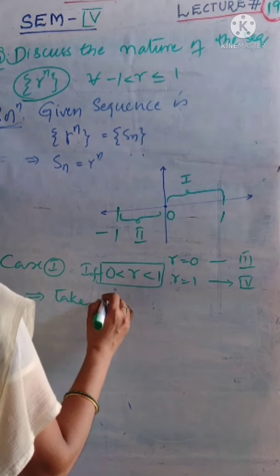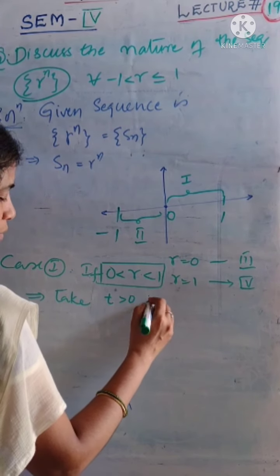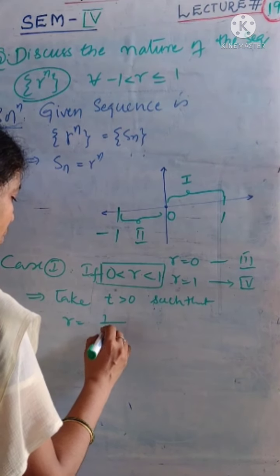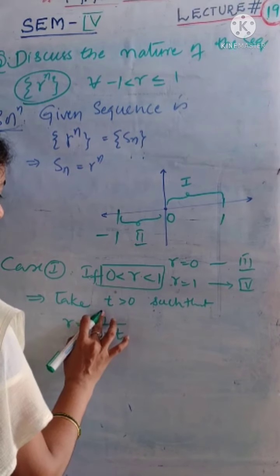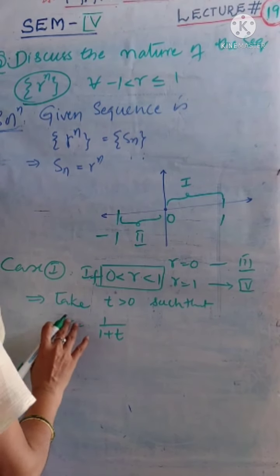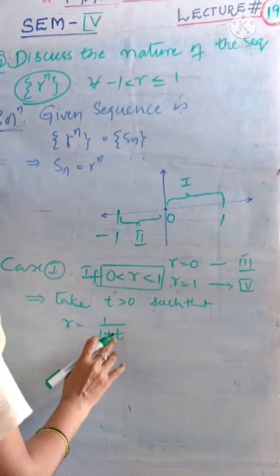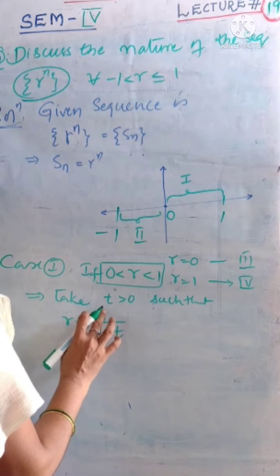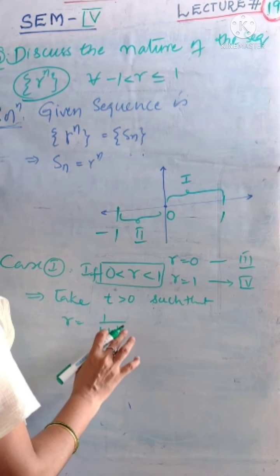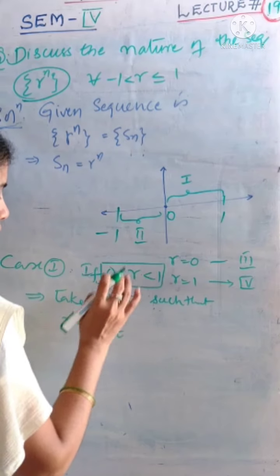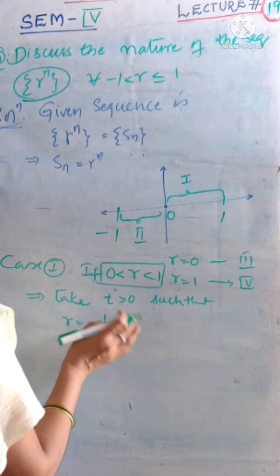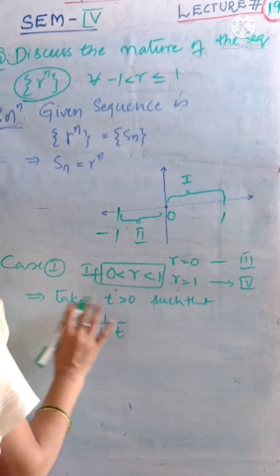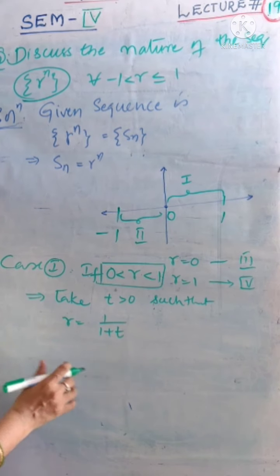the value of t is a positive real number such that r can be written as 1 by 1 plus t. If we take the value of r like this, obviously the value of r is in between 0 and 1 by giving the values of t. Suppose if you give the value of t as 1, this value is 1 by 1 plus 1, that is 1 by 2, is 0.5. It is in between 0 and 1. By raising the values of t, obviously the value of r is approaching to 0. That means totally the value of r is in between 0 and 1.